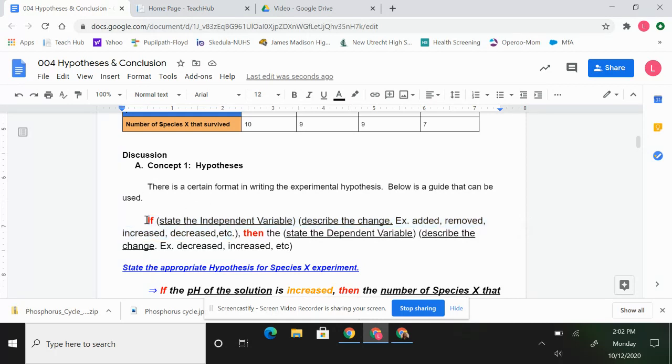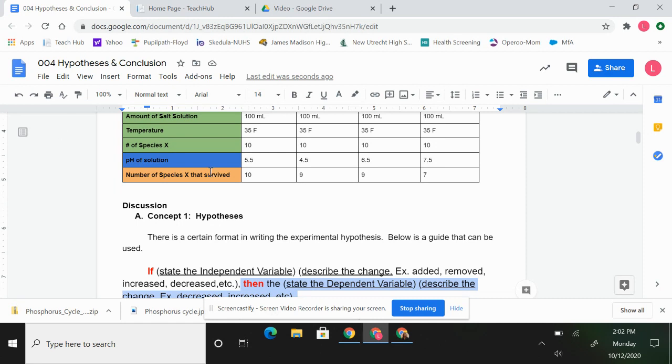Okay, another way to remember it is the I. The I in the if could be used as your key that you're going to place the IV first, okay? The second part of the sentence here is the then part. Then part sounds like a letter D. So you're going to put the dependent variable following after the then. So state the DV and then state the change, whether it decreased or increased.